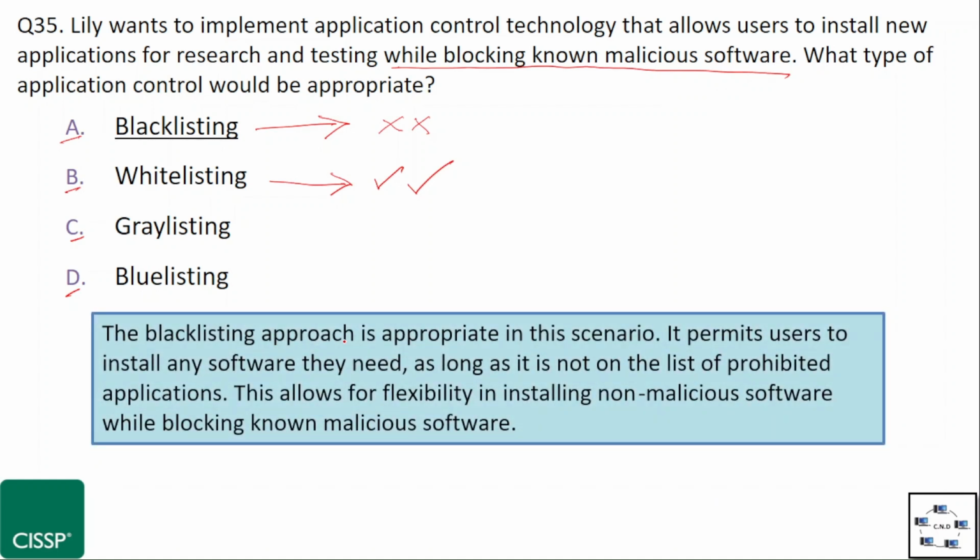So the blacklisting approach is appropriate in this scenario, it permits users to install any software they need as long as it is not on the list of prohibited applications. This allows for flexibility in installing non-malicious software while blocking malicious software.